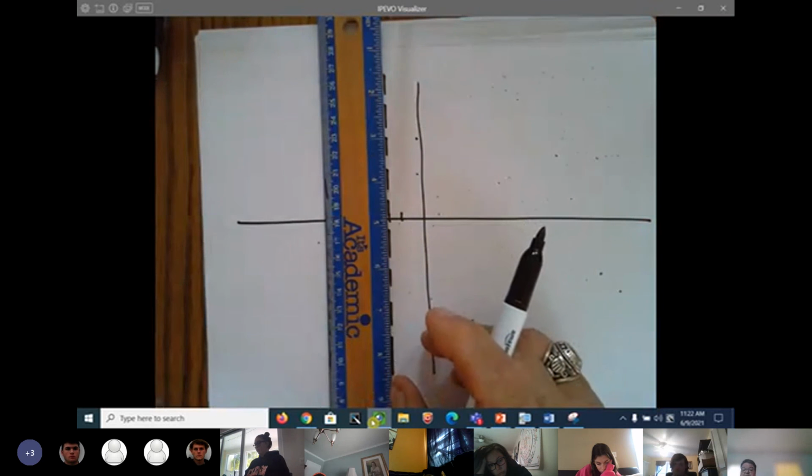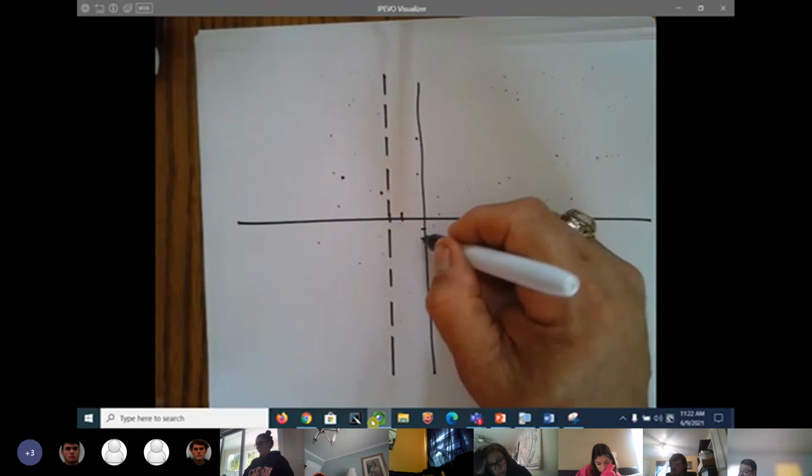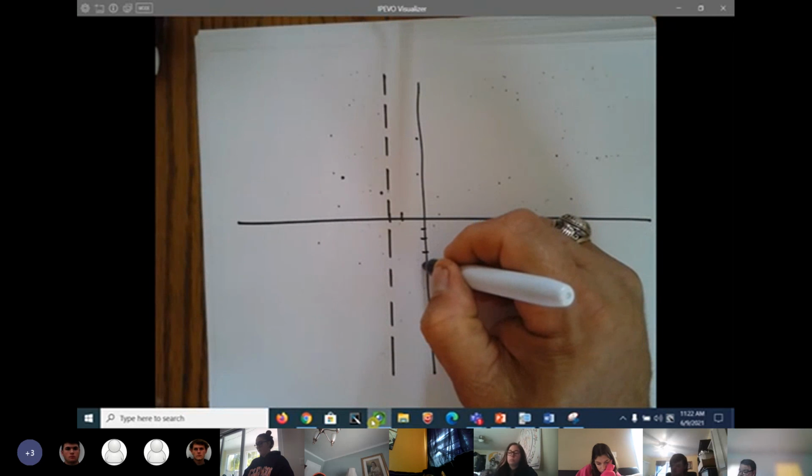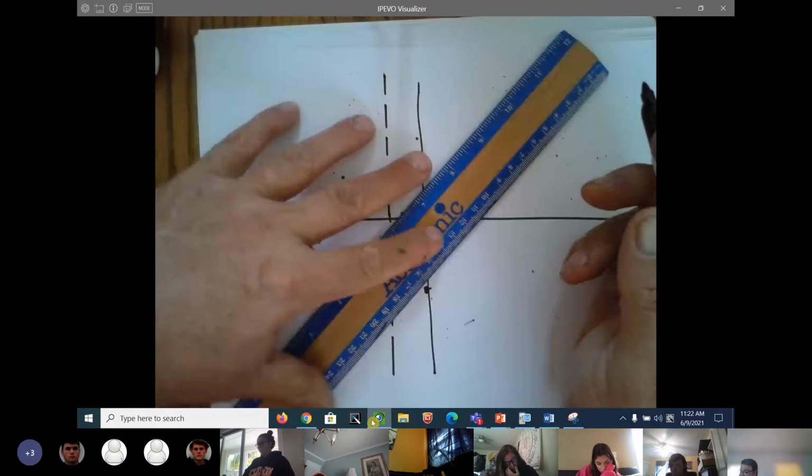And we've got an oblique asymptote at x minus 6. 1, 2, 3, 4, 5, 6. And it's a positive slope. So that means it's going this way. And it's 1 to 1, which is a 45-degree angle.